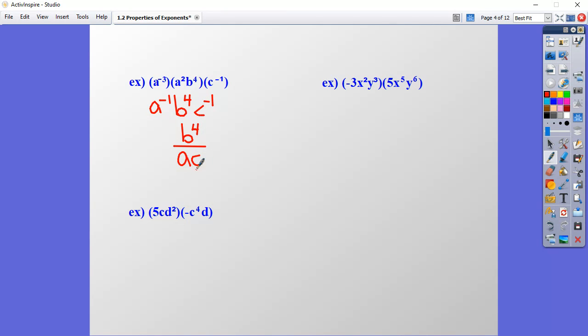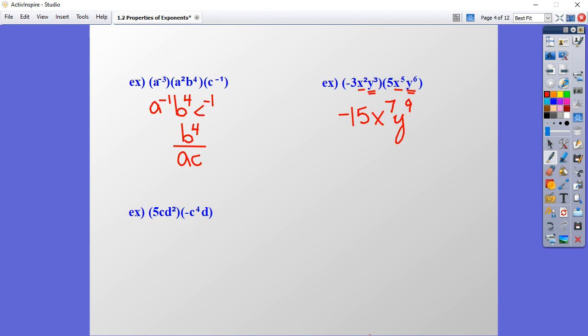And their exponents need to become +1, which we typically don't put. So there's our answer to that one. Moving to this next one, I'll do -3 times 5, which is -15. My x's, I'm multiplying powers, so you add exponents, base stays the same. Y, same thing. I get y, add the exponents, I get 9, base stays the same.